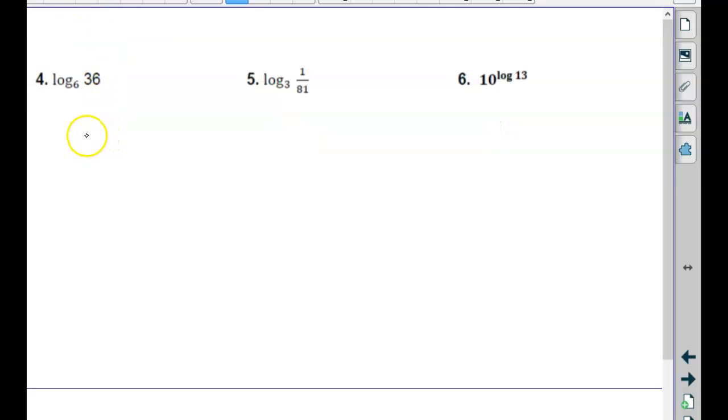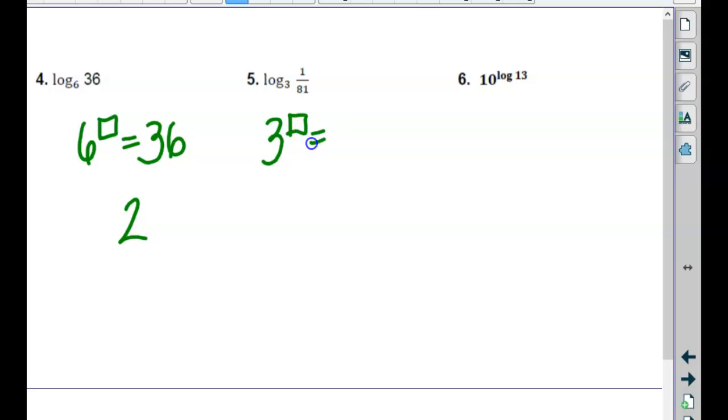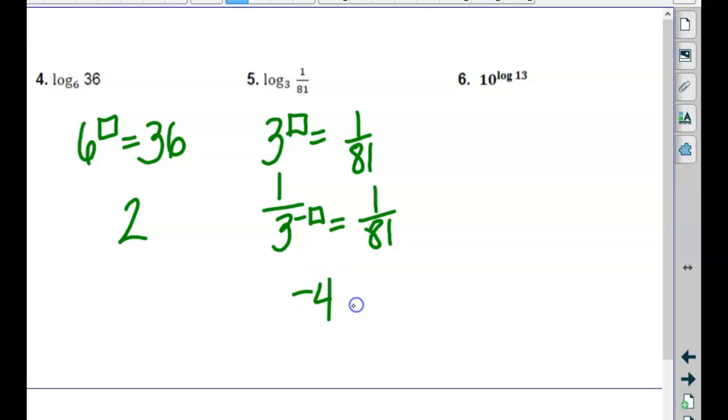All right, this one you have to know. 6 to what power is 36? Okay, this one's going to take a little work. 3 to what power is 1 over 81? Well, if I move it to the bottom, I have a negative power, right? And what power of 3 is 81? 4. So this is -4.